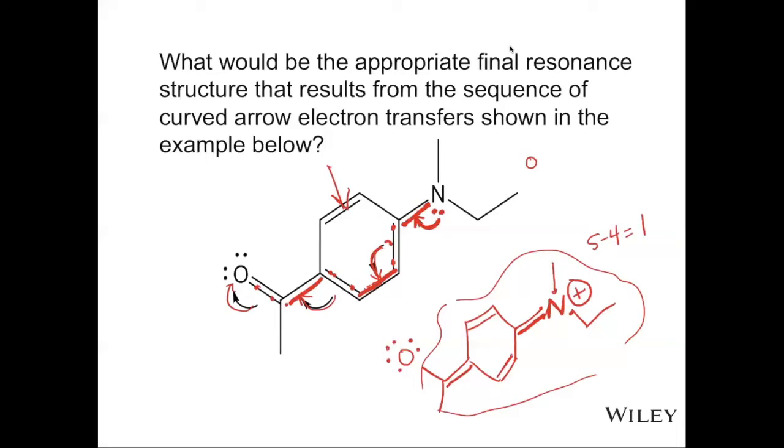But when I get to my oxygen here, I see that it has 7 electrons around it. It's in group 6. It has 7. So that's going to be a -1. And so this is going to be a negative charge. And so my overall formal charge is 0. And so that's good. And so that is my final structure.